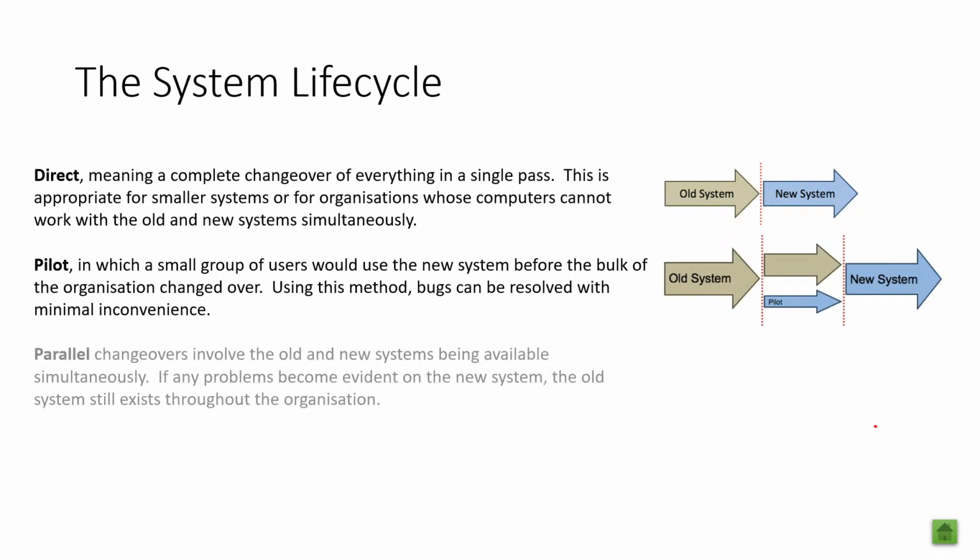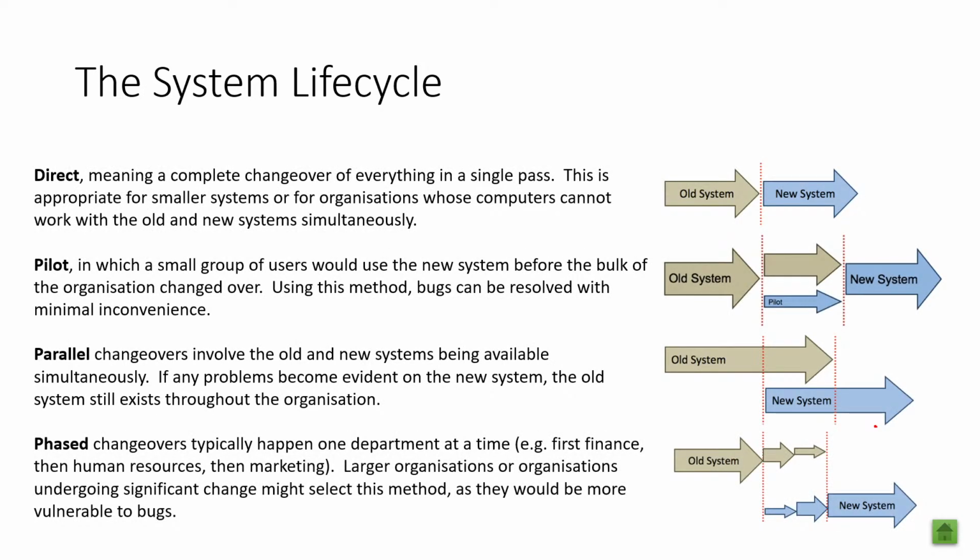So these are the methods of changeover that we've got. The diagrams explain it better than the text, to be honest. But direct means you're straightforward swapping, very high risk. Pilot, small pilot, see how it goes, tweak it, adjust it. That's a pretty good method of changeover because bugs can be resolved without much impact.